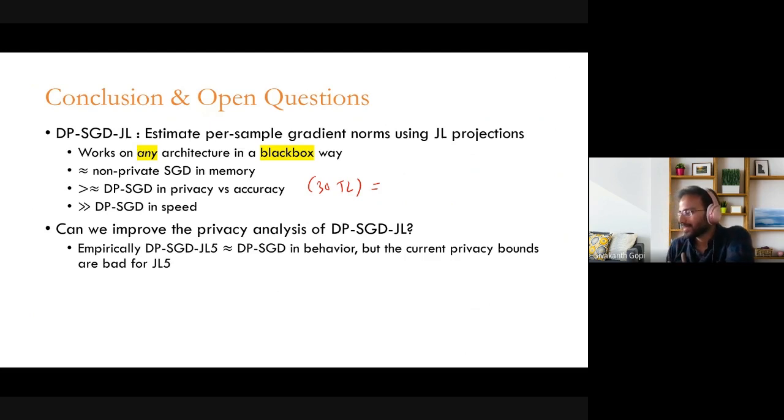So one open question is what Thomas asked: can we improve the privacy analysis of DP-SGD-JL? We've seen that empirically it behaves very similarly, so maybe there is a better privacy analysis. But the current privacy bounds that we can prove for small JL dimensions are bad.